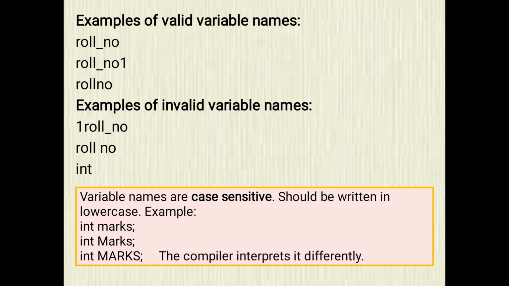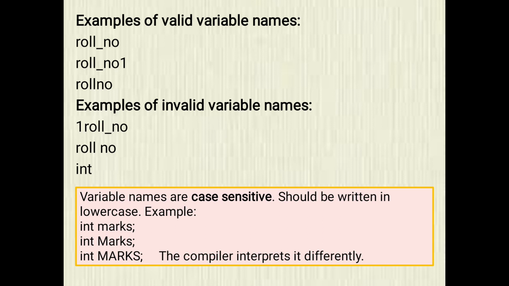Okay, now these are some of the invalid variable names. In the first one, 1 roll underscore number, it starts with a number. It cannot start with a digit. A variable name cannot start with a digit. In the second case, roll number, you will notice that between the roll and number there is a space. Blank spaces are not allowed in variable names, so that will result in the compiler displaying an error. And in the third case, int is a keyword, so a keyword cannot be used for a variable name.